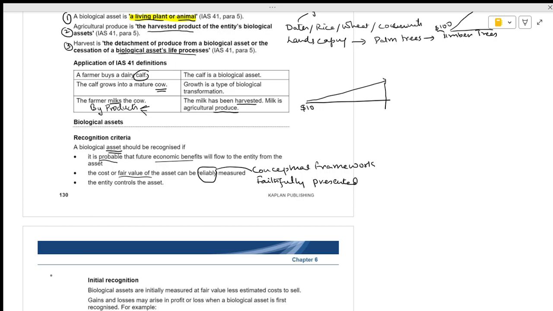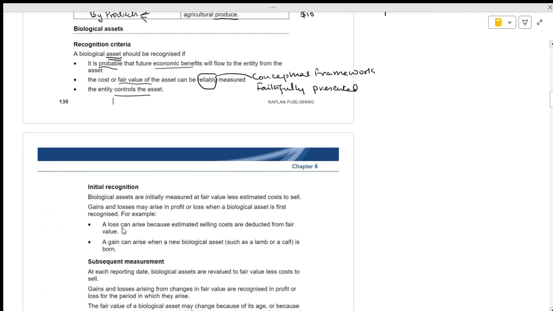And what is the asset? It's nothing but the entity will have the control rights over the asset. Next, when we are doing the thing, see how it will have effect on the asset.